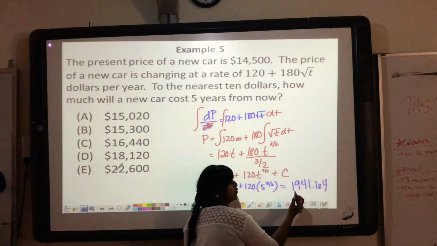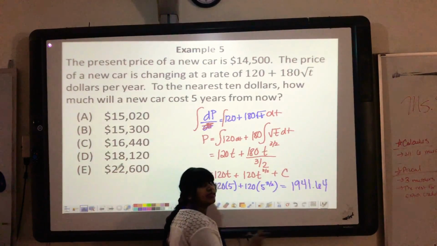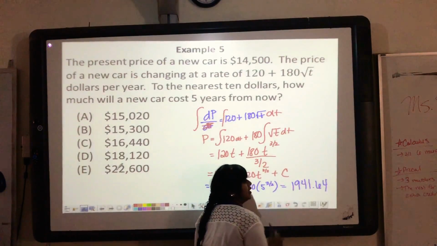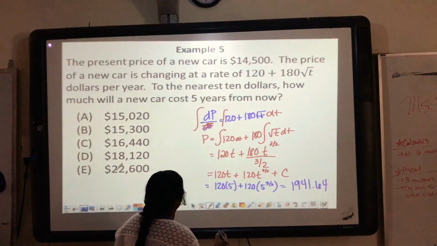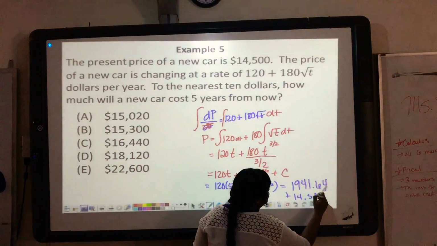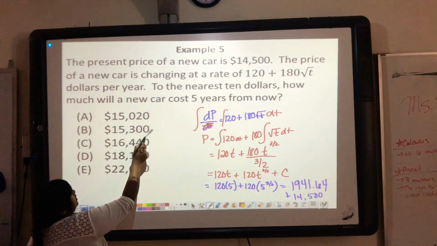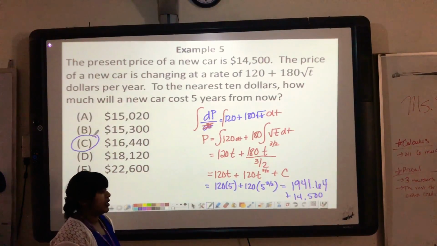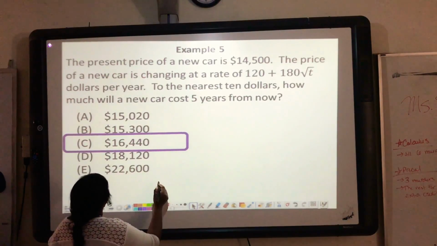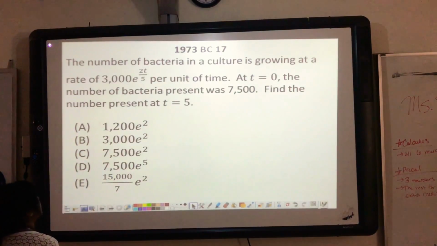Here's where I said that initial value comes in. If I tack on the initial value, because this is just talking about how the price of that car has increased, in 5 years it increased in price by 1,941.64. So if we add the initial value of the car 5 years before, which was 14,500, then we actually get our value of 16,440. And if I double check that, there it is. Awesome.